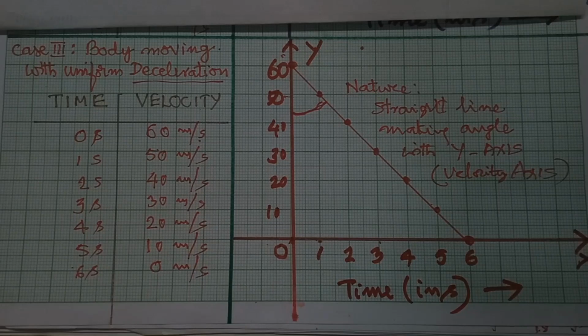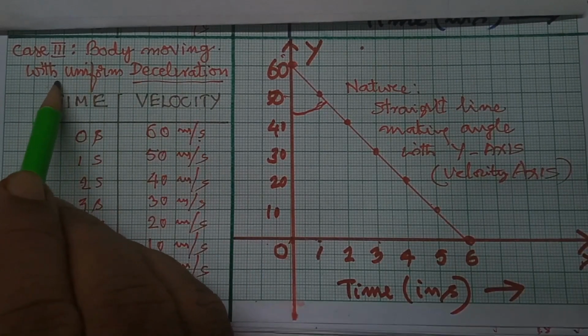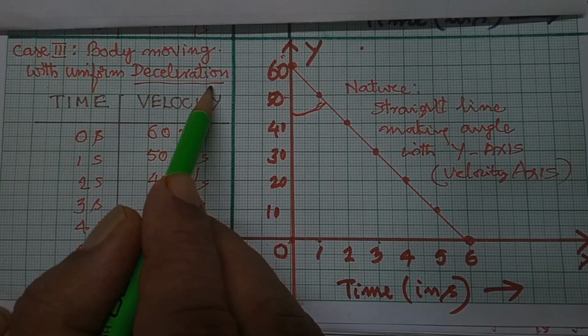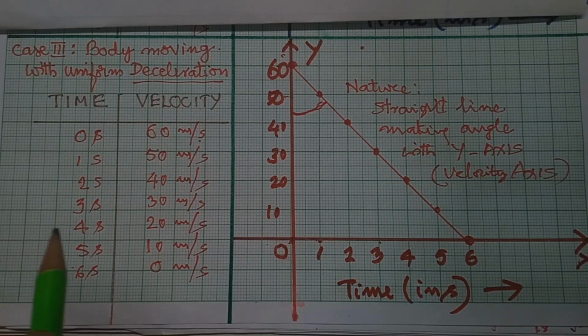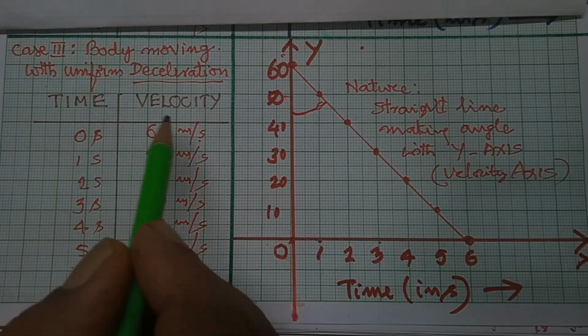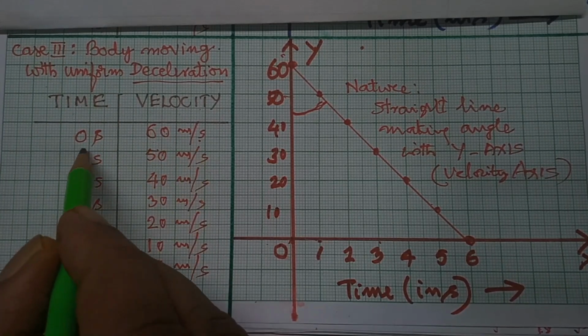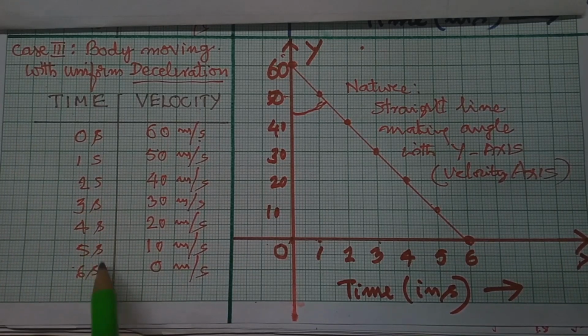This is the third case, that is body moving with uniform deceleration. Deceleration is nothing but negative acceleration. We also call it a retardation. Again, we are taking a velocity time table, with equal intervals of time: 0 second, 1 second, 2 second, 3 second, 4 second, 5 second, 6 second, like this.